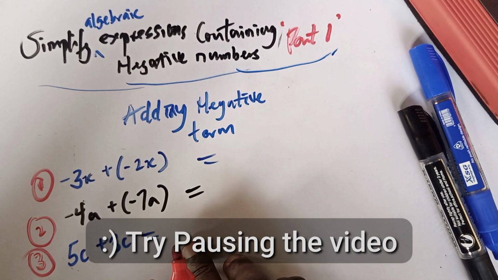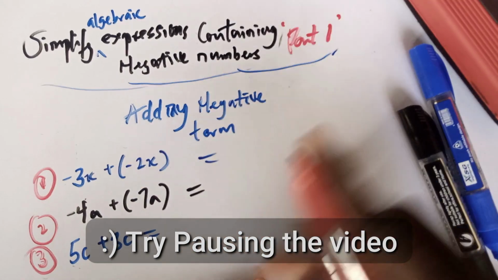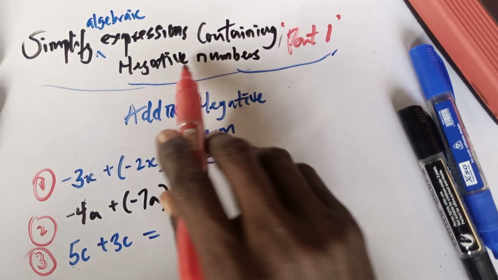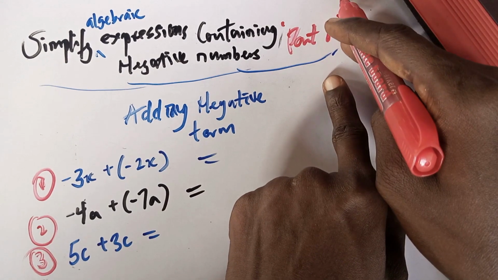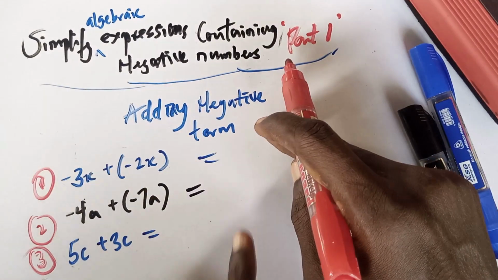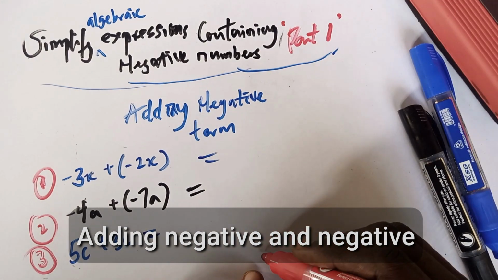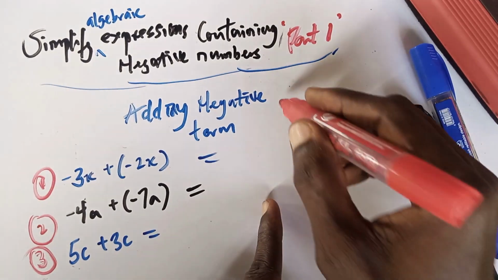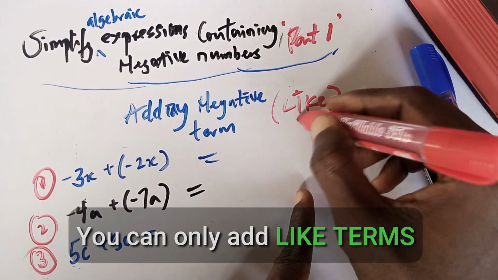Try to solve this question yourself before I explain, so you can pause the video and try to solve it yourself. Now welcome back. In this video we are going to simplify algebraic expressions containing negative numbers. The first thing we talk about here is adding negative terms, because you can only add like terms, you remember. So we only add like terms.